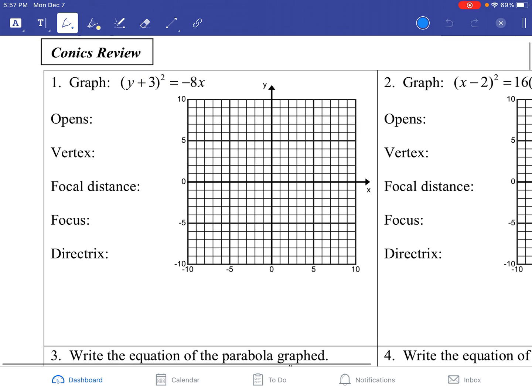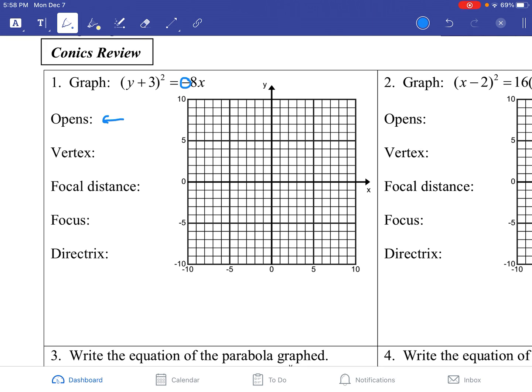First one is question number 1. We've got a parabola here. Because the y is being squared, it's going to open to the left or right, and because there's a negative sign right there, it's going to open to the left. Whatever is in front and being squared tells you the direction it opens. If the x was being squared in front, then it would go up and down.